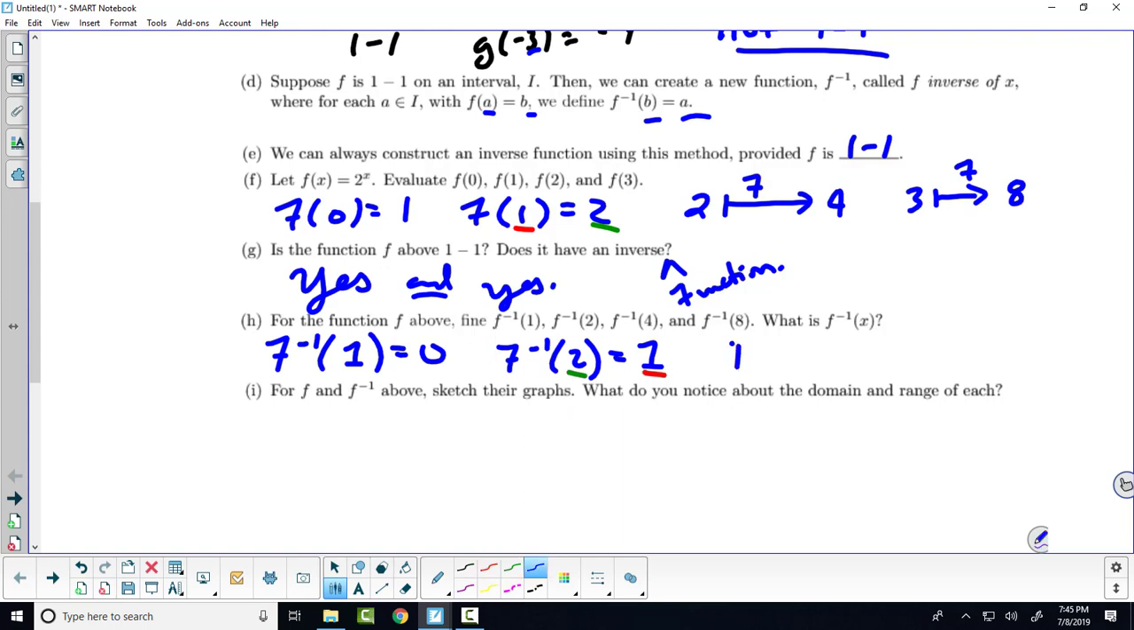Using the arrow notation, when we input a 4 into the inverse function, what should it spit out? A 2. And when we input an 8 into the inverse function, it should spit out a 3. Okay. What is f inverse of x then? What function did we just define there? What function when you plug in an 8, it spits out a 3? When you plug in a 4, it spits out a 2. And always when you plug in a 1, it spits out a 0. What function is that? Log base 2. Yeah, the log base 2 of x.